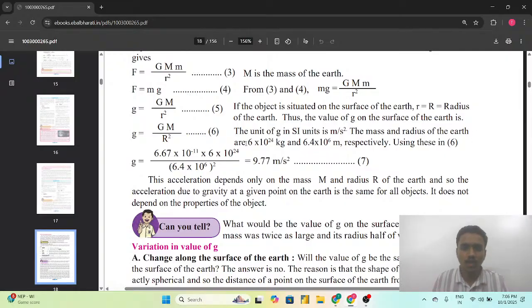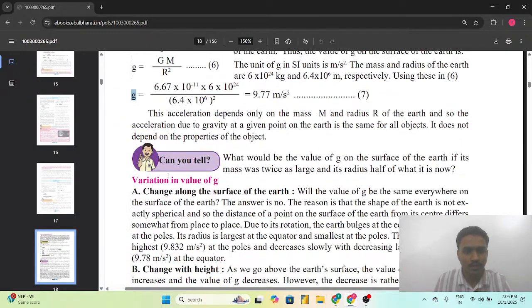The mass and the radius of the earth are, this is the mass which we have to put directly in our mind, that is 6 into 10 raised to 24 kg is the mass of the earth, and 6.4 into 10 raised to 6 meter is the radius of the earth respectively. Using this we can calculate g. We put all the values, as we know the values of G, M and R square. So g is equal to 6.67 into 10 raised to -11, times 6 into 10 raised to 24, that is the mass of the earth, divided by 6.4 into 10 raised to 6 whole square, that is the radius of the earth whole square. So we calculate the value of small g, that is 9.77 meter per second square, which is the value of the acceleration due to gravity.